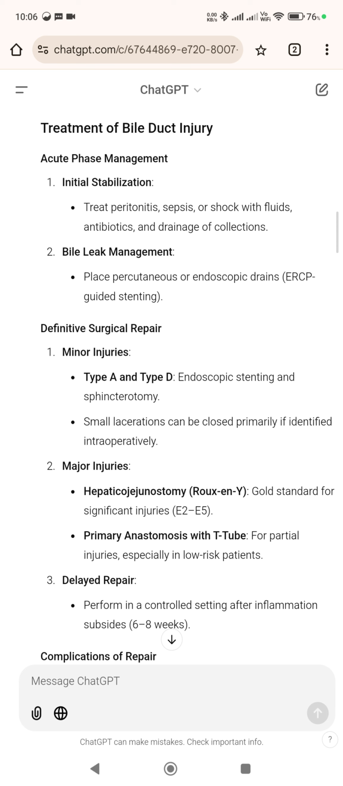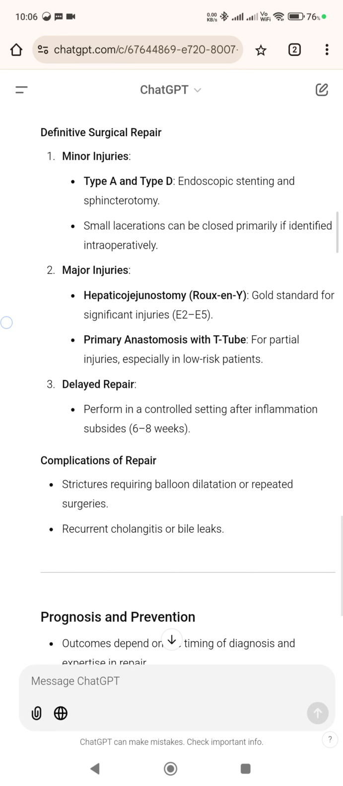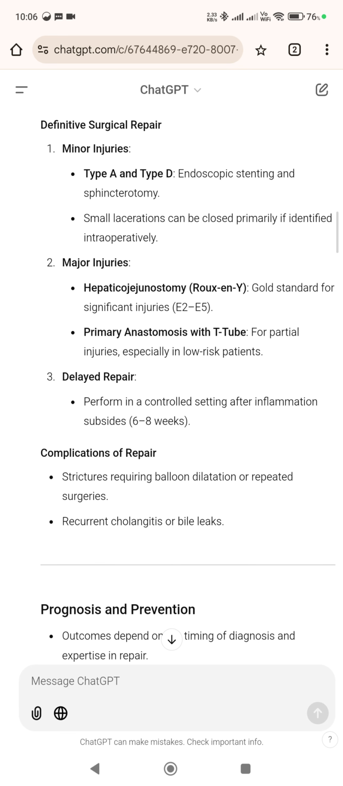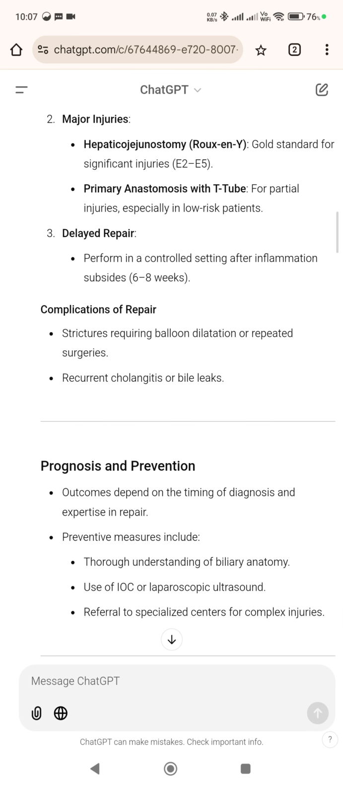Definitive surgical repair. 1. Minor injuries, type A and type D, endoscopic stenting and sphincterotomy. Small lacerations can be closed primarily if identified intraoperatively. 2. Major injuries, hepaticojejunostomy, Roux-en-Y, gold standard for significant injuries, E2, E5. Primary anastomosis with T-tube for partial injuries, especially in low-risk patients.